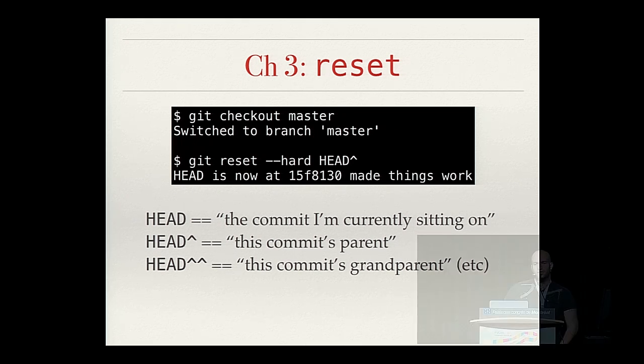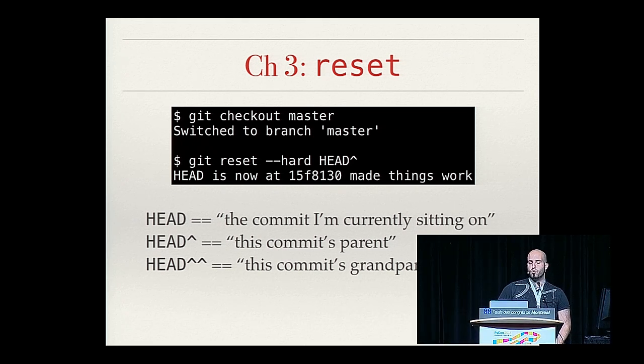So what reset does is it resets the branch pointer to point to a different commit in your repository. Here's an example where I'm going to check out the master branch, and then I'm going to call git reset --hard HEAD^. HEAD is another reference, and that reference just means whatever commit I'm currently sitting on.